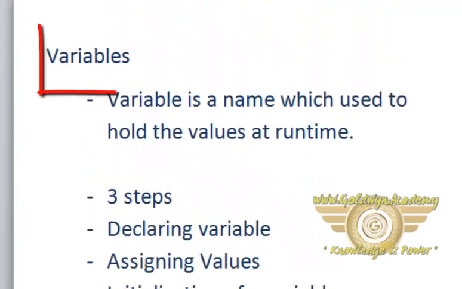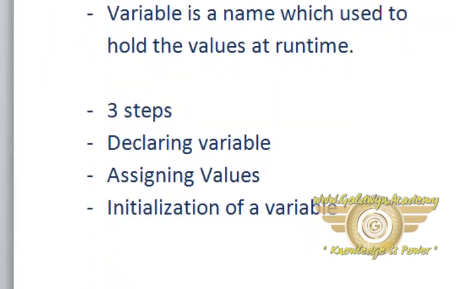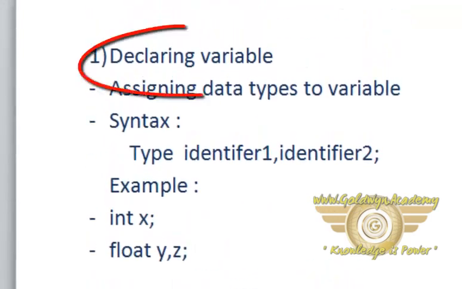Now let's study variables. A variable is a name which is used to hold values at runtime. There are 3 steps: declaring a variable, assigning values, and initialization of a variable. First, declaring a variable. Declaring a variable means assigning a data type to the variable. Once a variable is declared, it is ready to use.